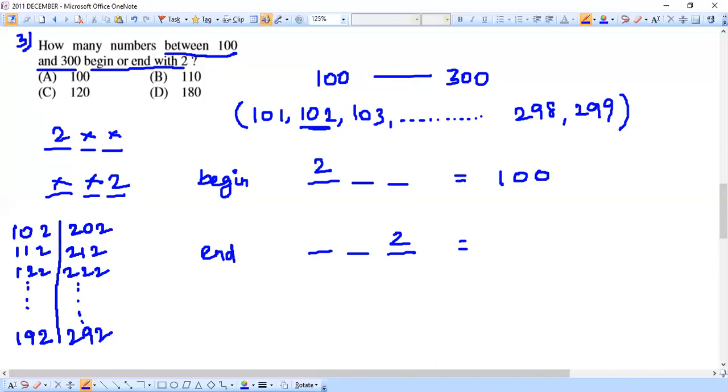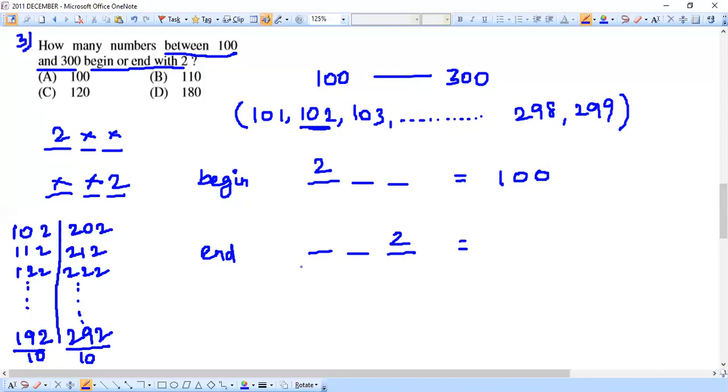Is the point clear? See here, now I can very easily say that there are 10 numbers in this first list and 10 numbers in the second list. So that means in total how many numbers are we able to find here which are ending with 2? See here, I got 10 numbers in the hundreds family, 10 numbers in the 200s family.